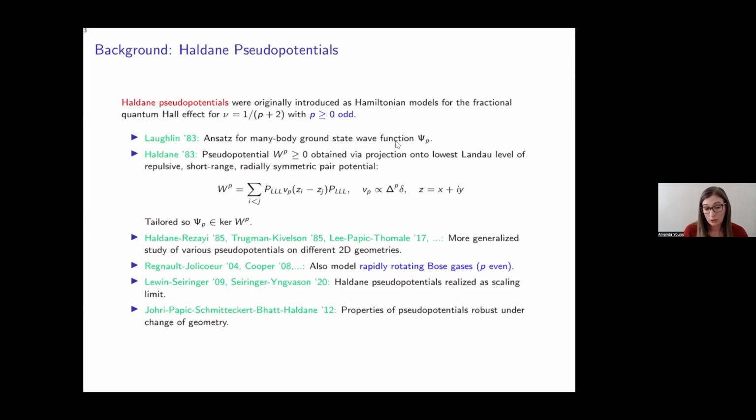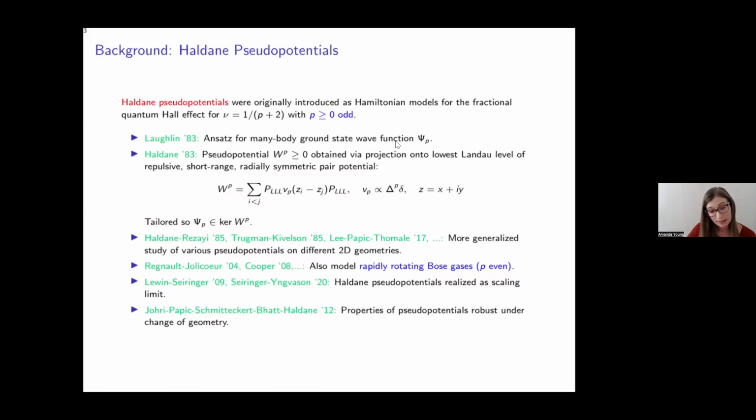Now, one thing that has been conjectured for these Haldane pseudopotentials is that their main properties should be robust under a change of geometry. So a pragmatic way of analyzing these properties, from my perspective, is to choose your favorite two-dimensional geometry that may simplify the problem, try to first prove these models exhibit the conjectured properties there, and then see if you can transform this to other geometries. In particular, in our work we have focused on the cylindrical geometry. So we'll be concerned with the Haldane pseudopotential in a cylindrical model.